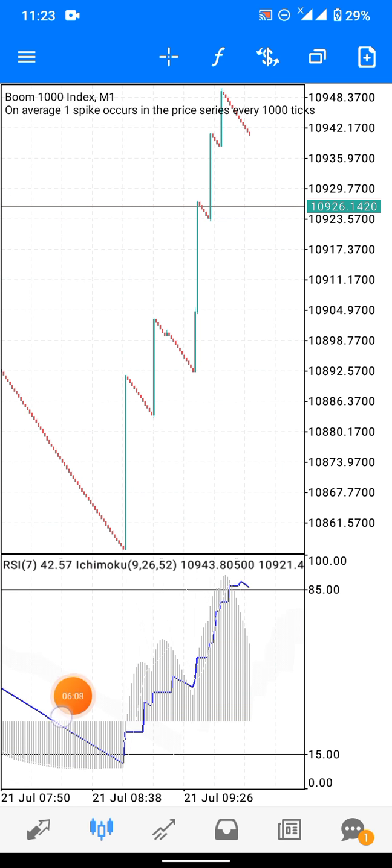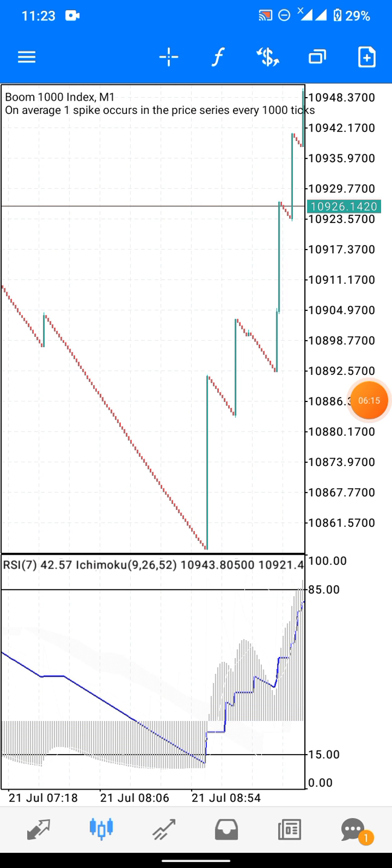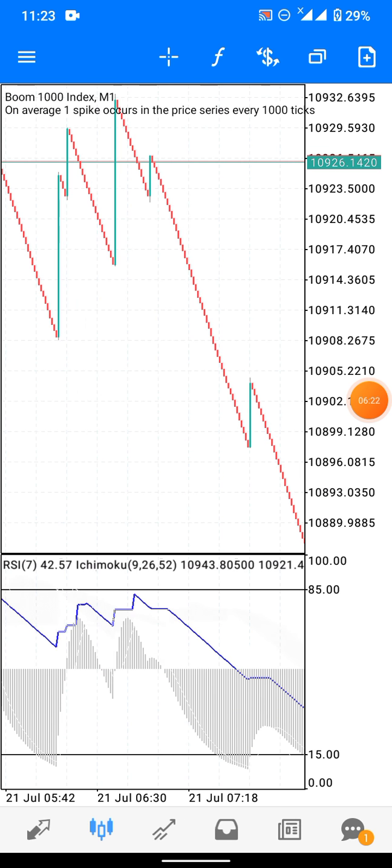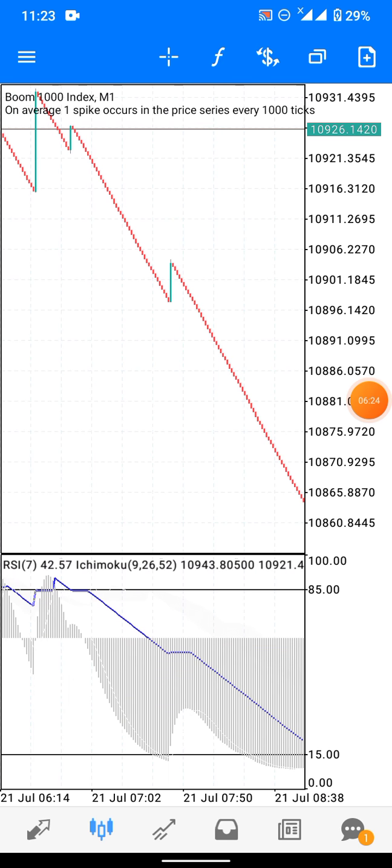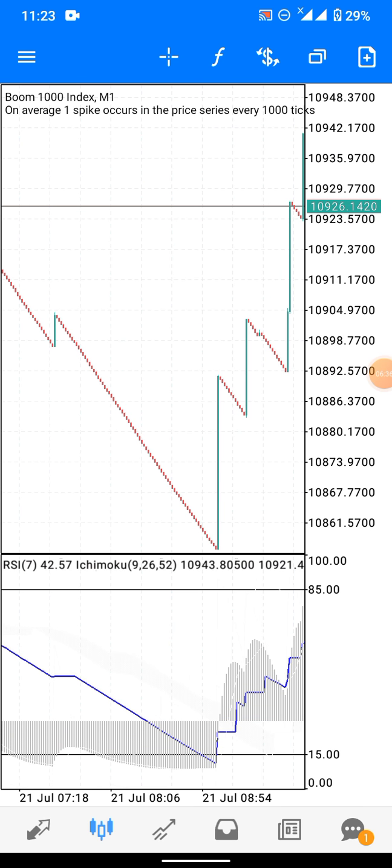When the MACD is at 150, first of all, we need to consider two things. We are going to consider the MACD before the Ichimoku. When the MACD has crossed the level 15, this is 1000, so we'll be looking for a buy. When the MACD has crossed the level 15, we await for the Ichimoku to also touch the level 15 before we can take our buy. And you can see it works here.